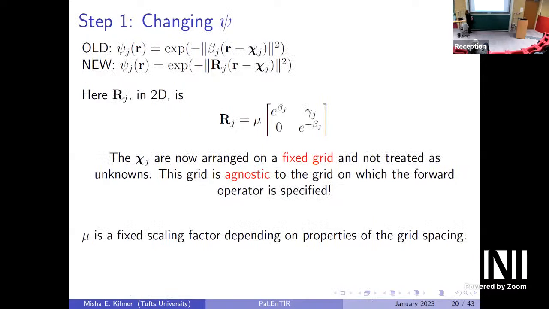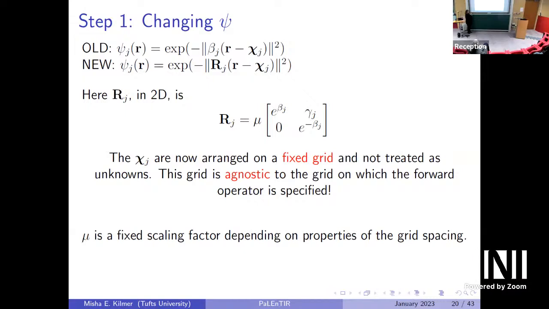So just to put them side by side, this would be the traditional radial basis function approach in the literature. In 2D, what we're doing looks like inserting, instead of beta j, this r j. So you can see it's kind of a shearing transformation. It's still dependent on a value beta j and value gamma j.